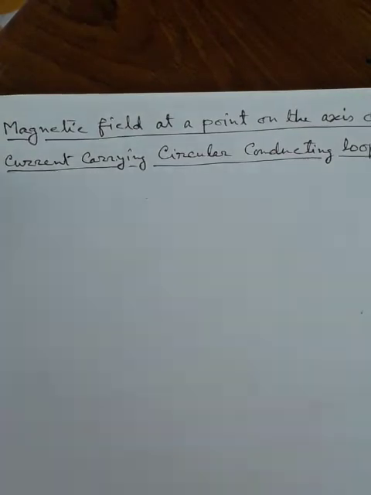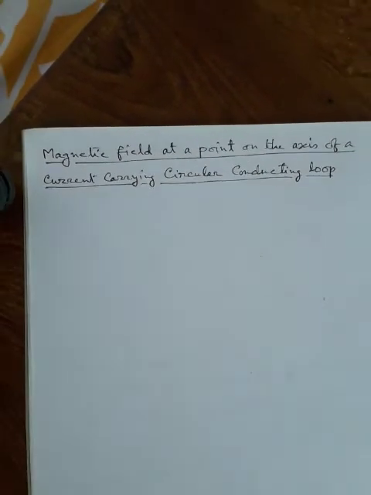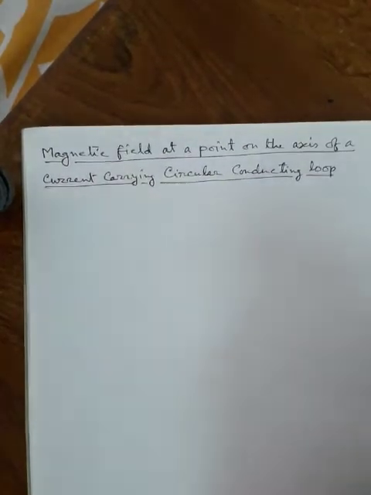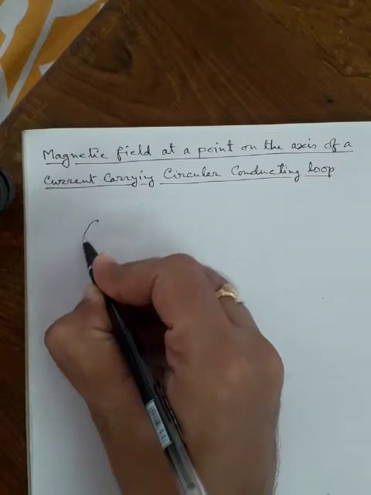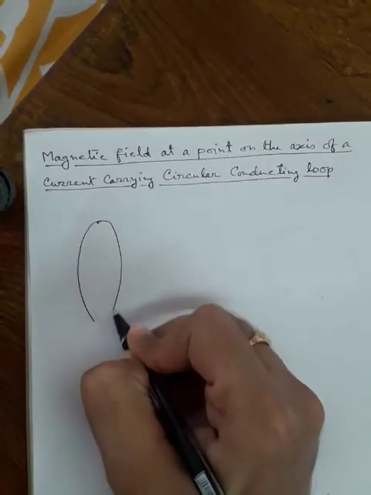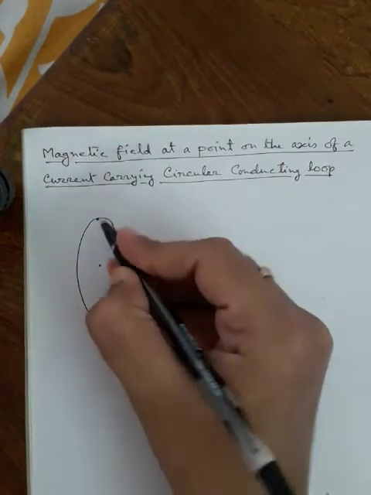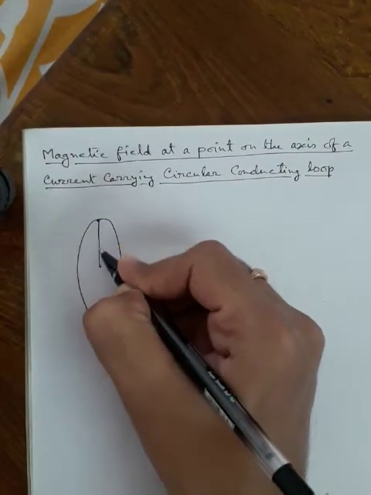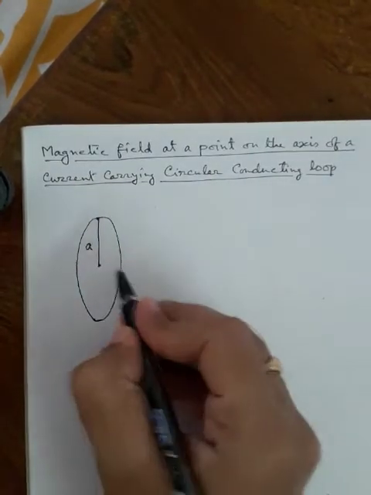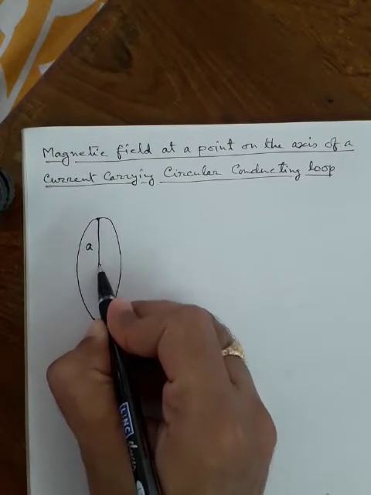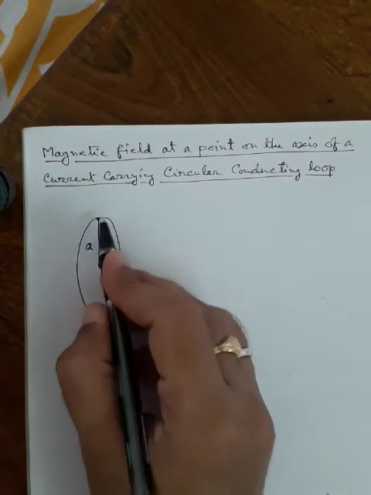Okay. Now before we are going to derive the expression for the magnetic field, let us draw the basic diagram of this circular current carrying loop. Suppose this is the circular current carrying loop and its radius is a.